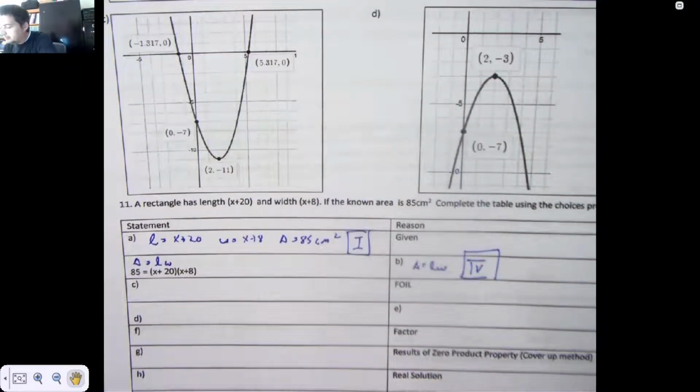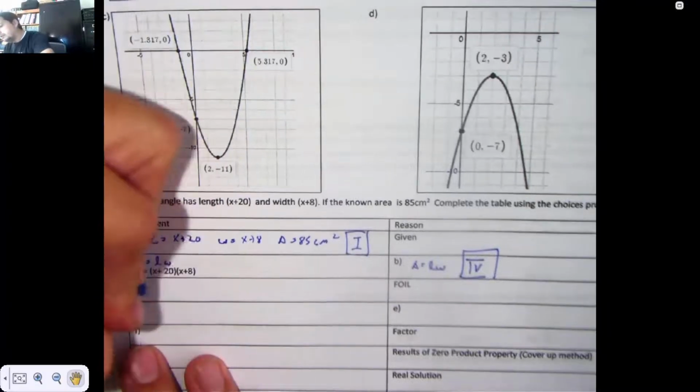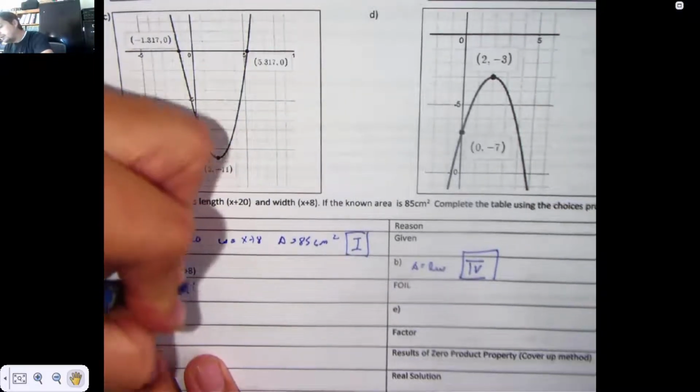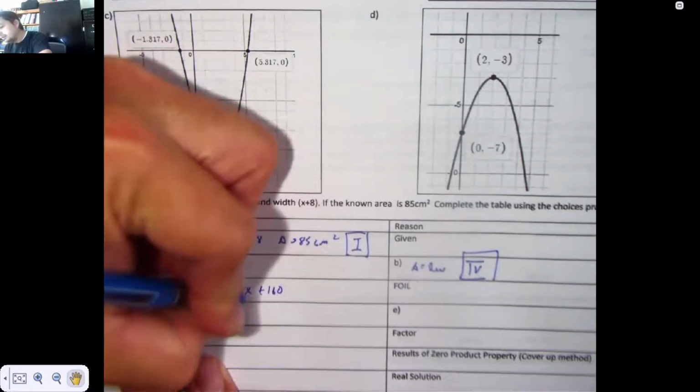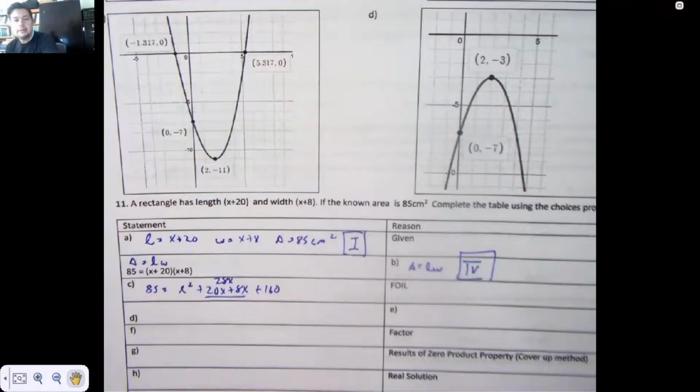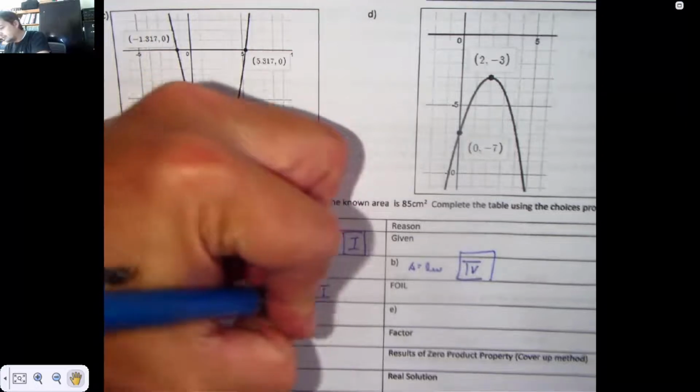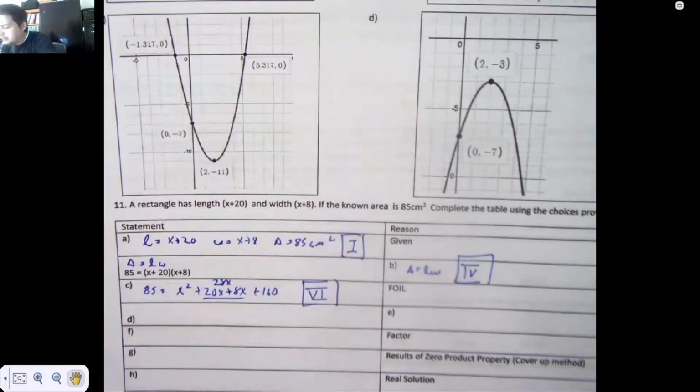If we FOIL, we'd have 85 equals x squared plus 20x plus 8x plus 160. So that makes 28x right there. So I just glance down, and where do I see that at? I believe I see it in choice 5, VI. There's nothing mentioned in choice D and E.